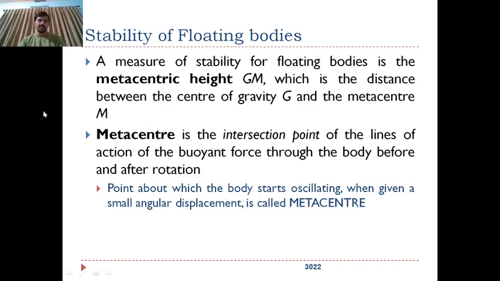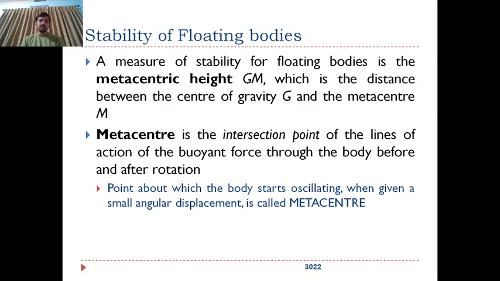So a measure of stability for floating bodies is the metacentric height. We will be discussing that in the next class. Stability for floating bodies is measured by a term known as metacentric height, denoted by GM. You know what G is now? Center of gravity. What is M? That is a new term, metacenter. The distance between center of gravity and metacenter is a measure of the stability of floating bodies. The metacenter M is the intersection point of the lines of action of the buoyant force through the body before and after rotation. We will see that in detail later.